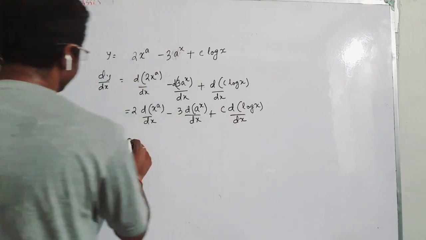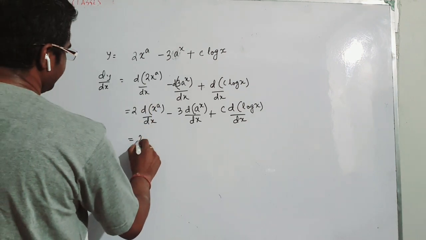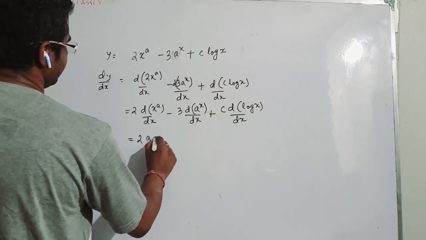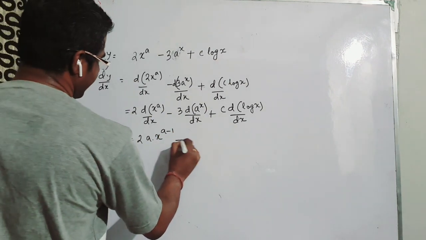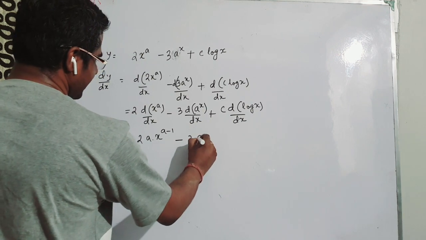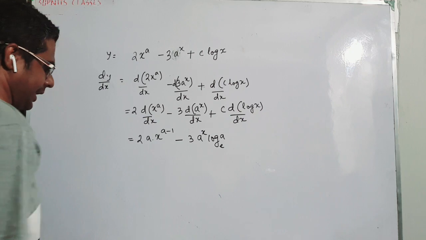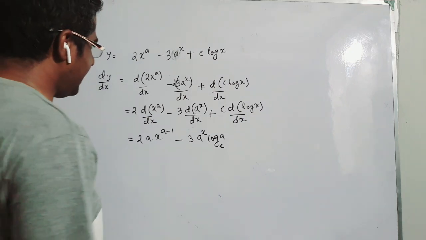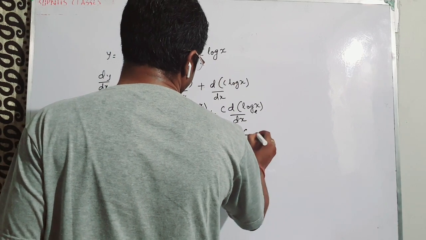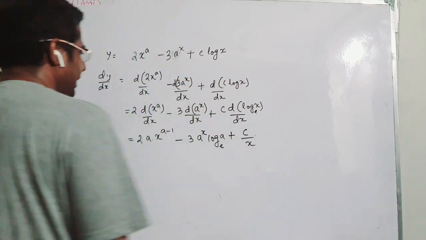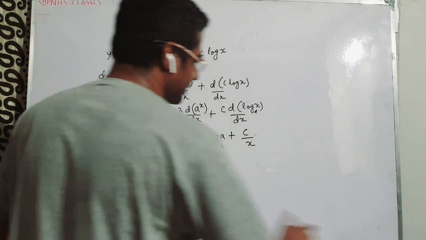Okay guys, now this is x to the power a, so the answer is a x to the power a minus 1. Clear? Minus this one, you know the answer, a to the power x log a base e. Okay guys, clear? And this one, log x is base e, so c into 1 by x, that is c by x. Clear? This is how to do the differentiations of these terms.